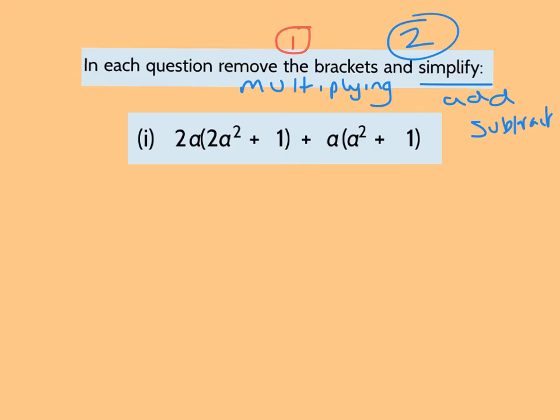So we can see that we can multiply these here. So 2a by 2a squared, and we also have 2a by 1. Then we have a by a squared.